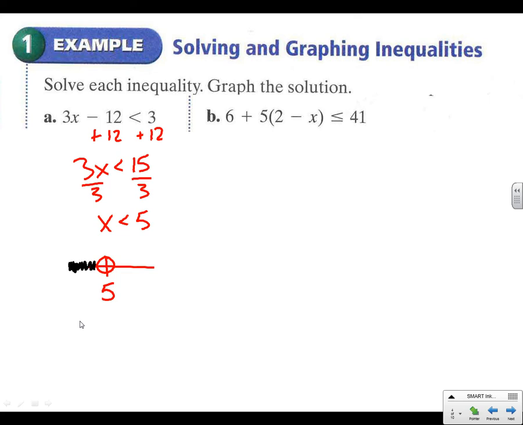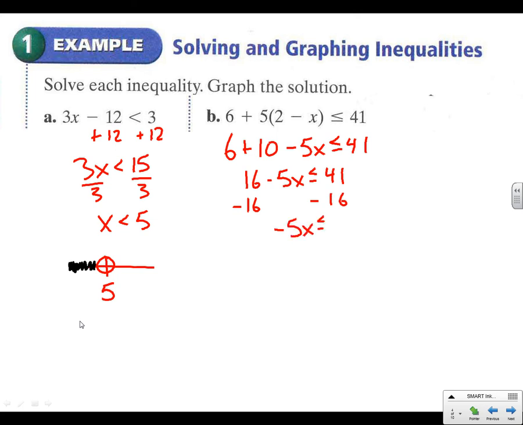All right, next one. Now let's clean this up first. 6 plus 5 times 2 minus x, so we're distributing the 5, is less than or equal to 41. I'm going to combine these together and say 16 minus 5x less than or equal to 41. Let's subtract 16. Negative 5x is less than or equal to 25.